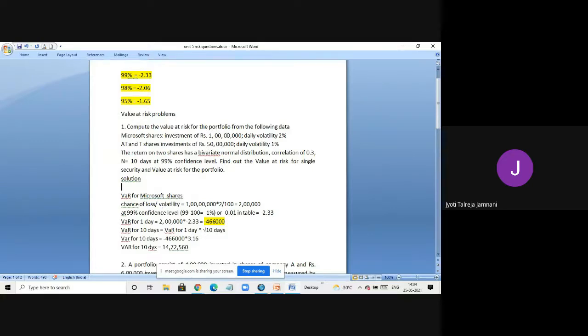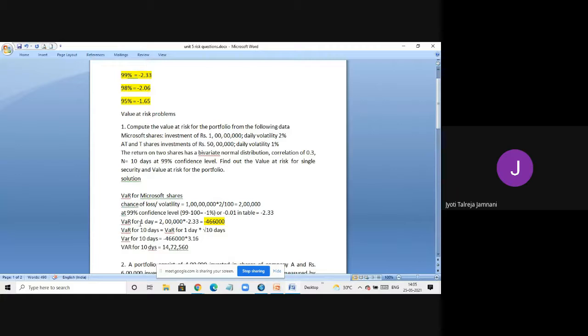We will multiply our investment with the volatility. So 1 crore into 2%, I get my chance of loss or volatility in rupees. Then we'll find the table value at 99% confidence level, meaning 100 minus 99, that 1% I'm not confident. So that 1% I'll see in the table, and once you see it in the table, you get minus 2.33 as the table value.